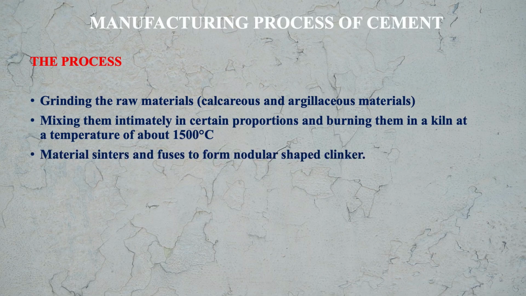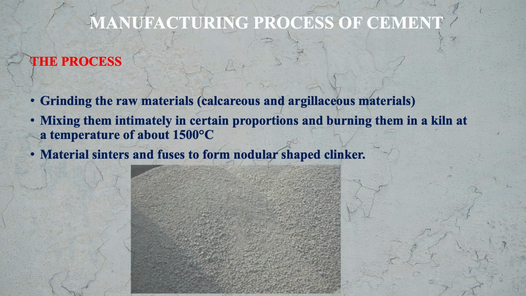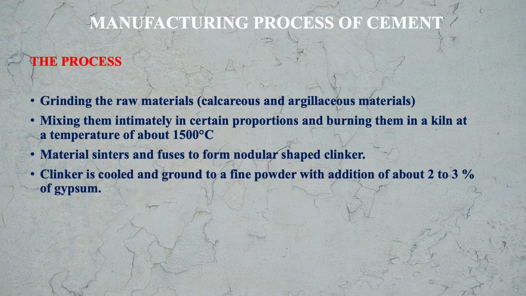Now the material sinters and fuses to form nodular shaped clinker. A clinker is formed on burning of these raw materials. Then the clinker is cooled and ground to a fine powder with addition of about 2 to 3% of gypsum. Here gypsum plays a very important role, I'll tell you later. Now the product obtained is the Portland cement. So this is the process of manufacturing the Portland cement.